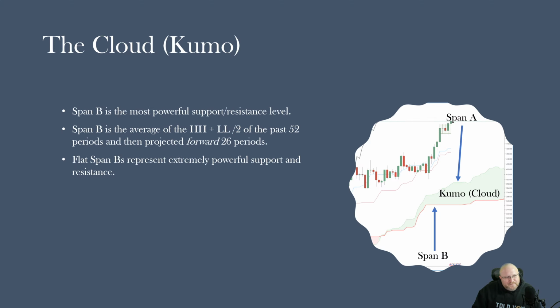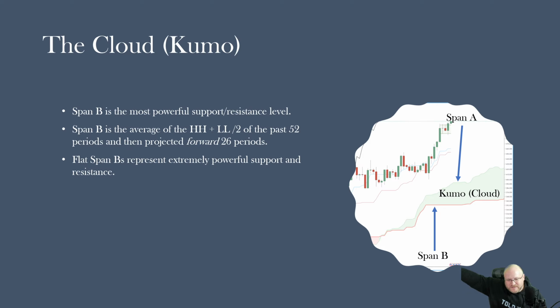So, Senkou Span B. Because people always ask, okay, which levels are most important? Rate them from strongest to weakest. Well, the conversion line is the weakest, but the strongest is Senkou Span B. It is hands down the most important, most powerful level of support and resistance within the Ichimoku system. And it's calculated very easily. Just like the Tenkan-sen and the Kijun-sen, we take the highest high and the lowest low of the last 52 candlesticks, and then that is moved forward on the chart 26 periods.